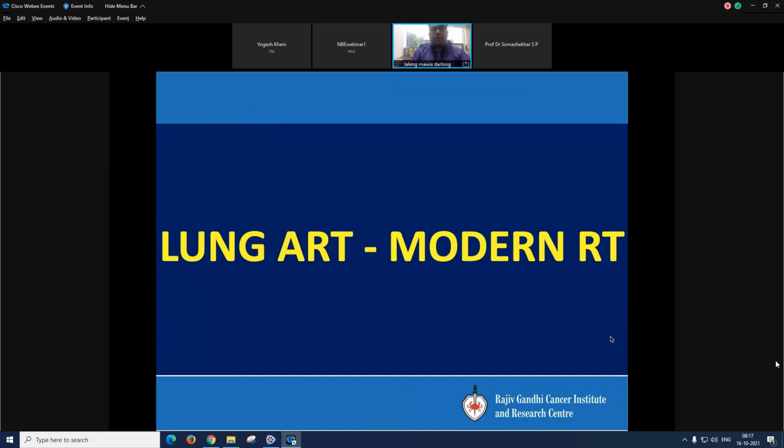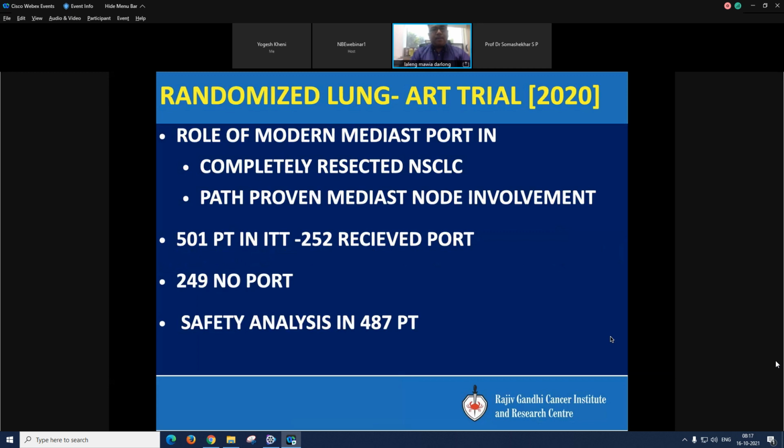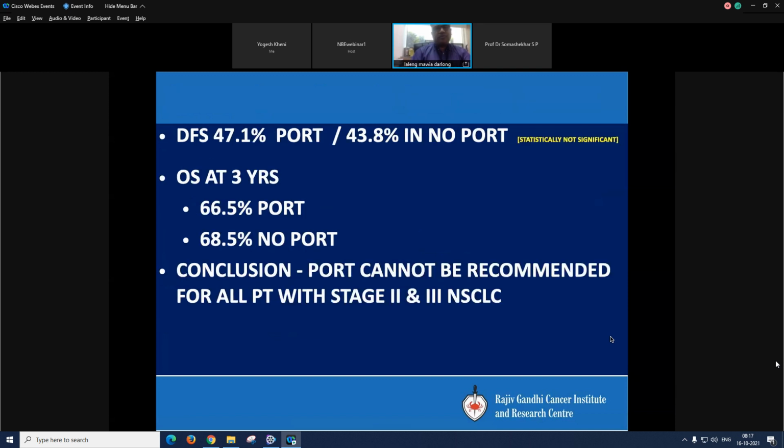And again, we have got the Lung ART trial, using adjuvant radiation therapy using the modern RT machine. This is the randomized Lung ART trial in 2020. They've compared the role of modern mediastinal PORT in completely resected NSCLC, pathologically proven nodal involvement. 501 patients in the intensive treatment arm, 252 received PORT, 249 no PORT, analyzed in 487 patients. They found a DFS of 47.1% versus 43.8%, not statistically significant. OS at 3 years was 66.5 in PORT and 68.5 in the no PORT group.